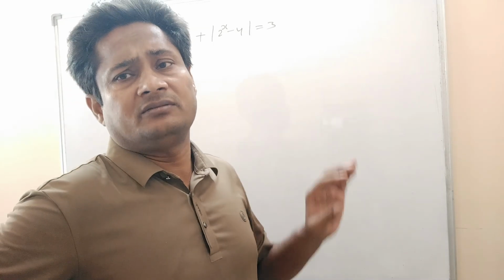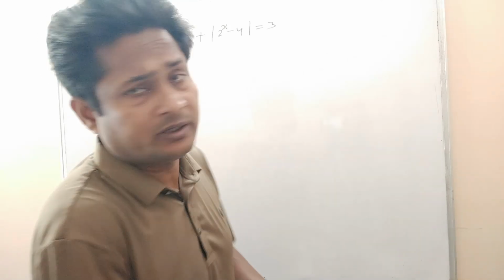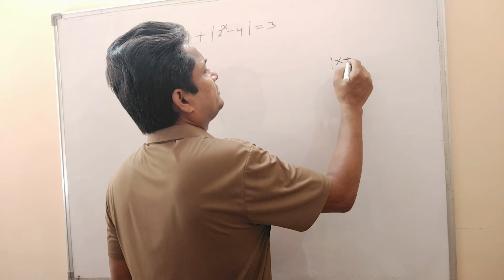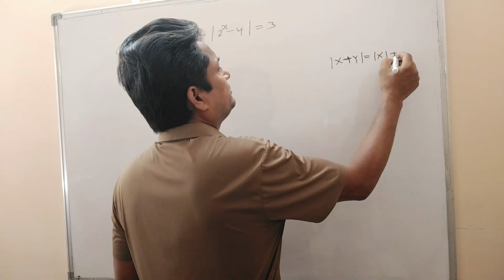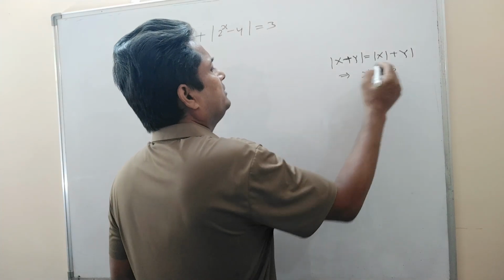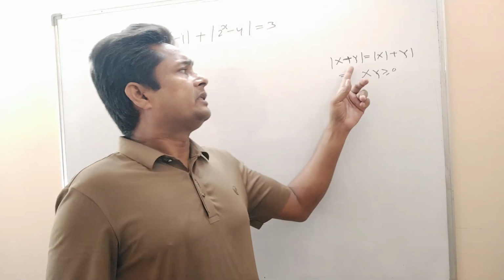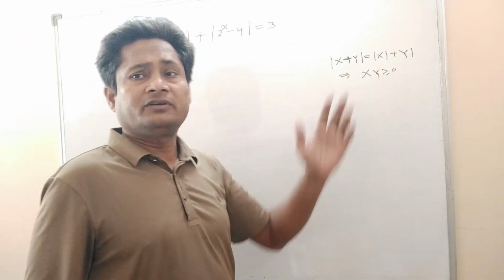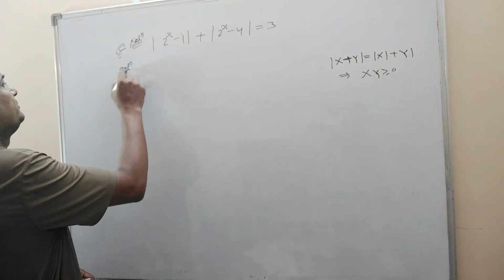But this question is based on a special case of the property, this one: mod of x plus y is equal to mod x plus mod y, then we have to solve x into y greater than or equal to 0. Verify whether this equation satisfies this one or not. So how will you solve this question?